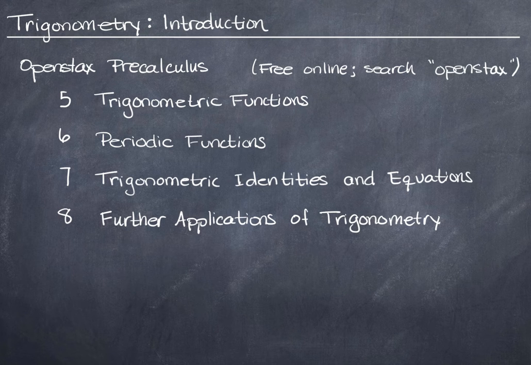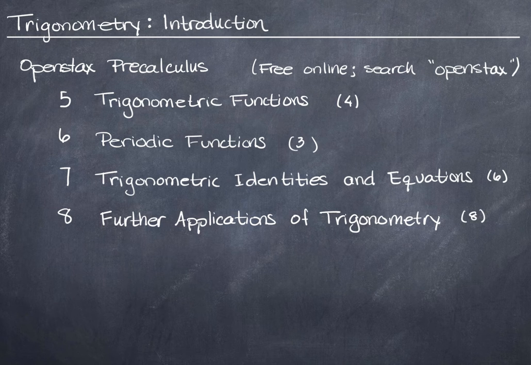Each one of these chapters is broken down into several sections. In Chapter 5, there are 4 different sections. In Chapter 6, there are 3. That's really not very many. In Chapter 7, we have 6 sections. And in Chapter 8, there are 8 sections.